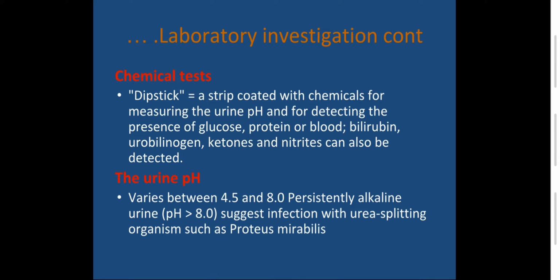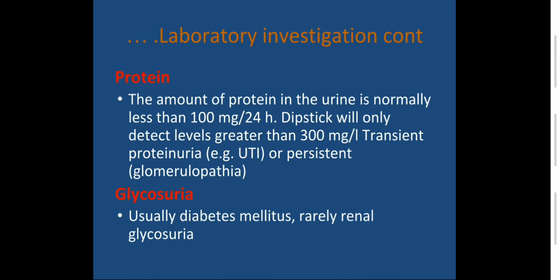Regarding the urine pH, which is normally between 4.5 and 8, it's a very important part of the general examination. Any alkaline urine, with pH more than 8, suggests infection with urea-splitting microorganisms such as Proteus, which leads to precipitation of crystals and formation of a stone.